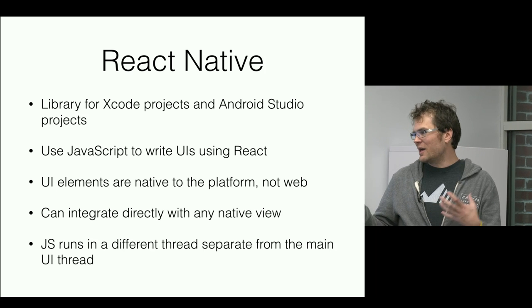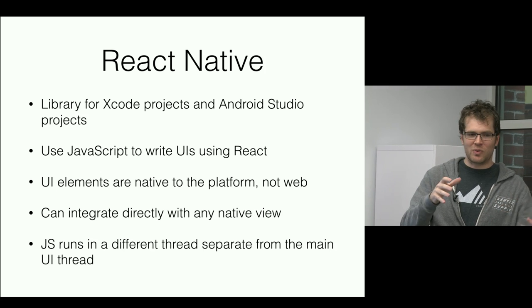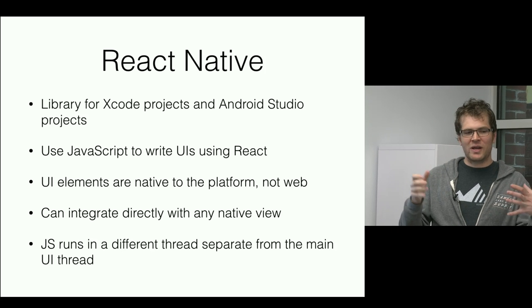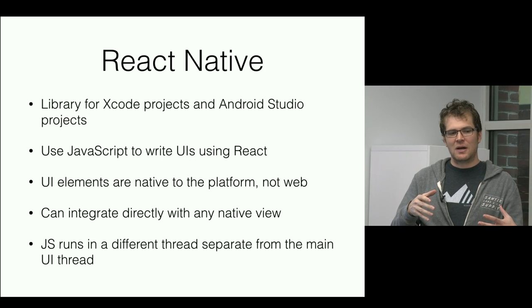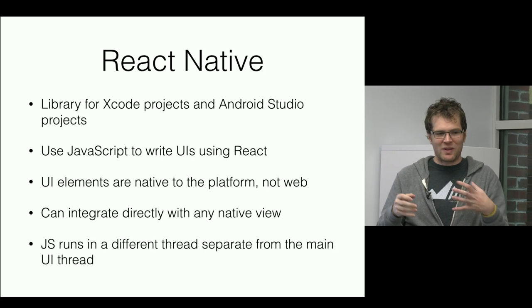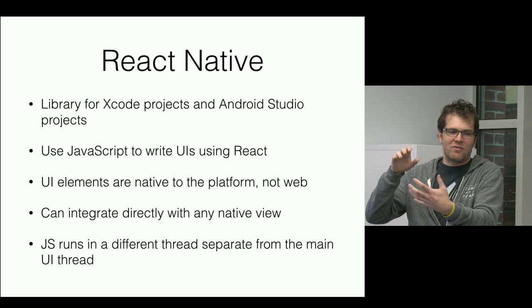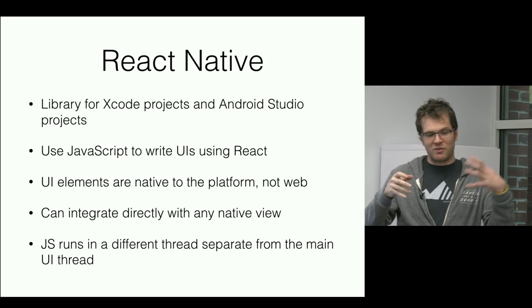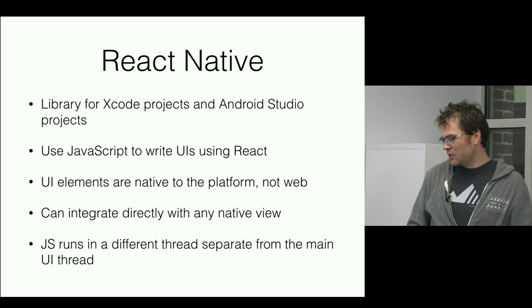The way this works is it's a library that you can include in an Xcode project or an Android Studio project. And you can also integrate directly with native views. So if you wanted to include a map or a live camera view or do something like a Snapchat filter, you could write native code and have it integrate seamlessly with the rest of your app that you're writing in JavaScript. So it's pretty cool.